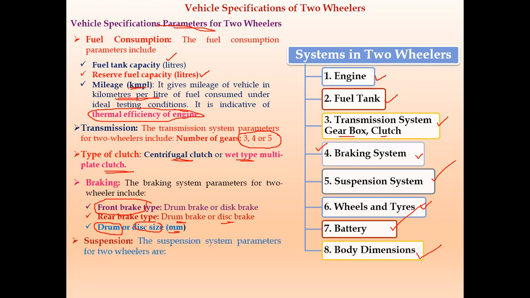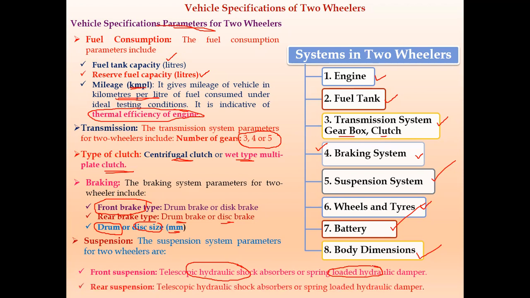Next, we have suspension system. What will be the parameters for the suspension system? For front suspension, which type of front suspension system is used? Either it is a telescopic type of hydraulic shock absorber suspension system, or it is a spring-loaded hydraulic type of suspension system. Similarly, we have rear suspension system. It is the same: either a telescopic type of hydraulic shock absorber system, or a spring-loaded hydraulic damper system. So this is based on suspension.